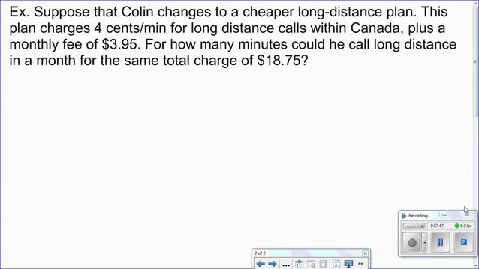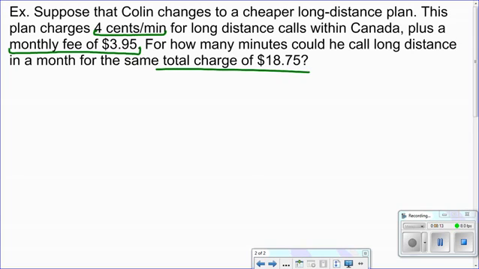Looking at the next one, it says, now suppose Colin changes to a cheaper plan. So this plan charges 4 cents a minute. So again, there is a rate plus a monthly fee. So think about that. What does that mean? For how many minutes could he call for the same total charge of $18.75?